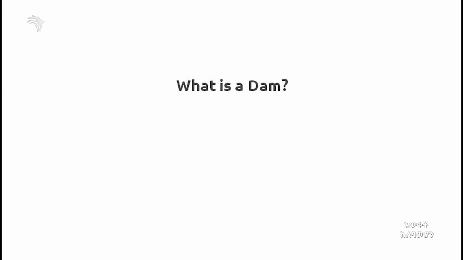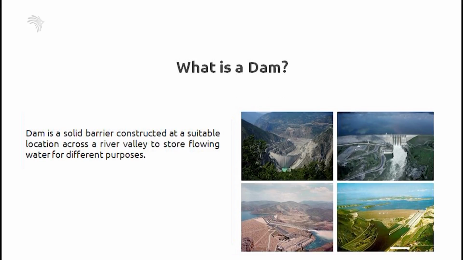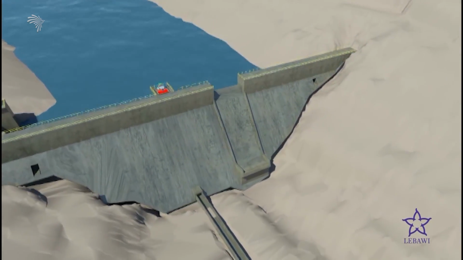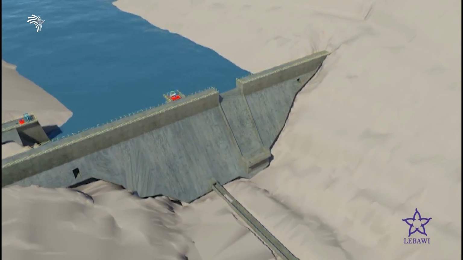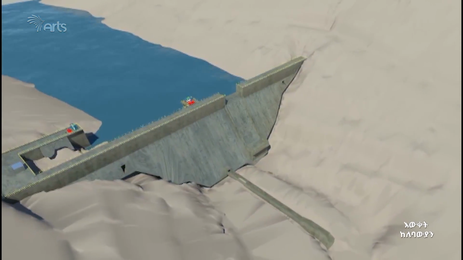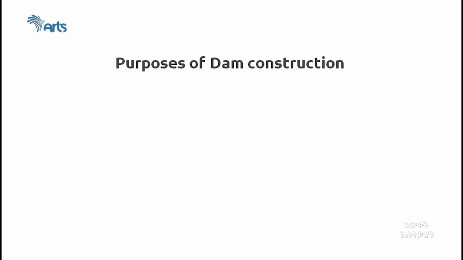Let's start from the definition of a dam. A dam is a solid barrier constructed at a suitable location across a river valley to store flowing water for different purposes. A dam is a hydraulic structure constructed across a river or a stream to retain the water. Dam construction has different purposes.